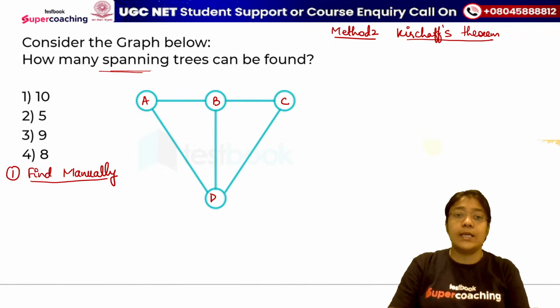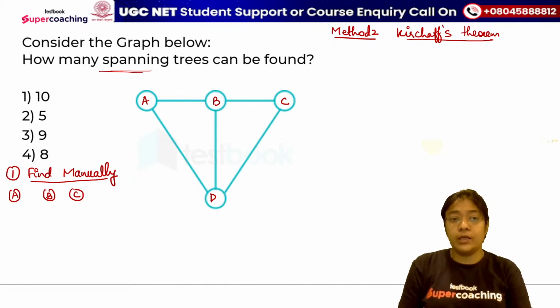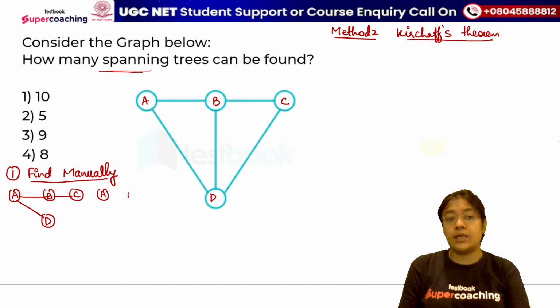First of all, let's find it manually. A, B. जब भी हम spanning tree की बात करते हैं, all the vertices should be there, but no cycle should be present. A, B and D. D को कितने तरीके से connect कर सकते हैं? A, B, C is connected. D can be connected with A. D can be connected with B. और D can be connected with C.